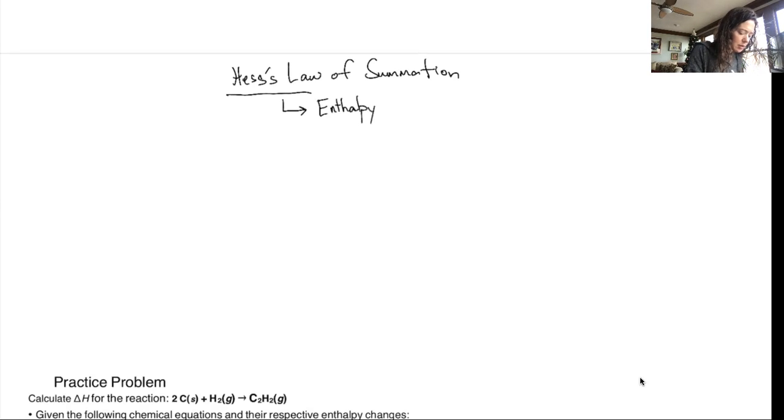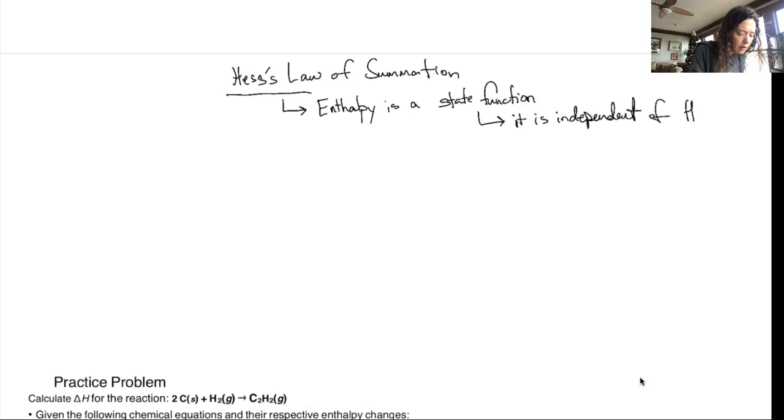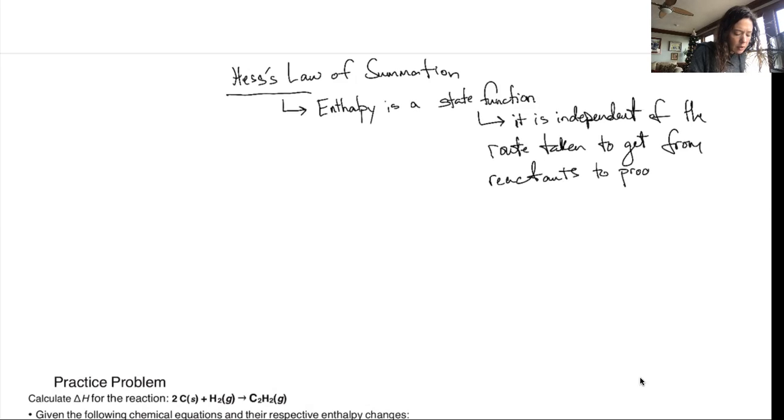And what it means to be a state function is that it is independent of the route taken to get from reactants to products. And let me explain to you what I mean. What matters is where we start and where we end. It doesn't matter how we get there.